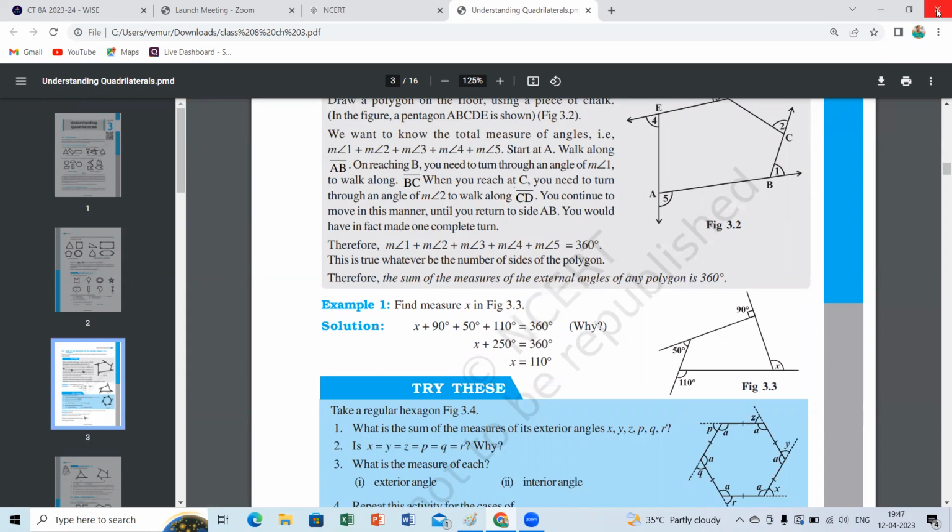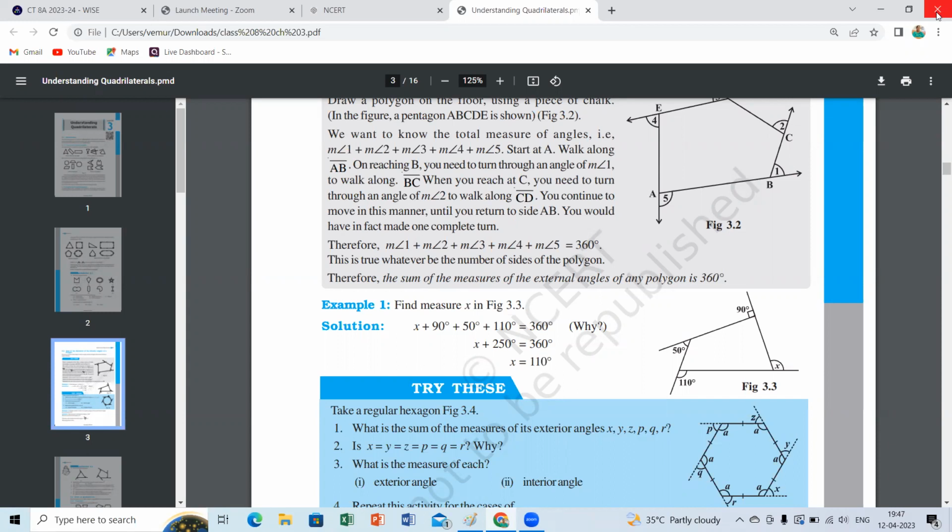Now, what property are you saying? Now you see example 1. Three exterior angles are given: 90, 50, 110 degrees. You need to find the unknown fourth exterior angle.